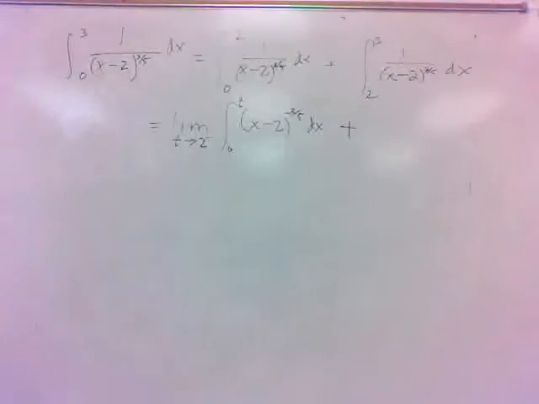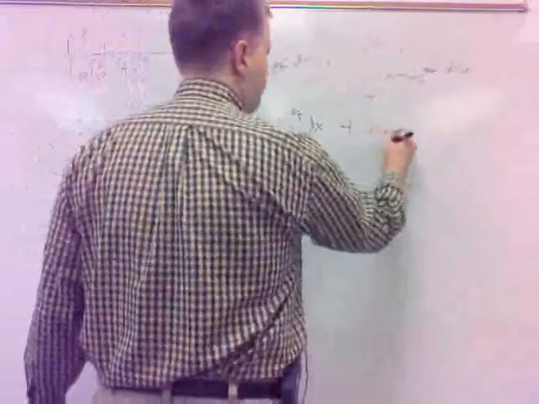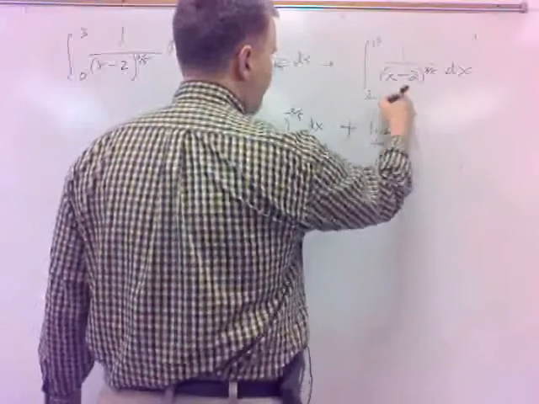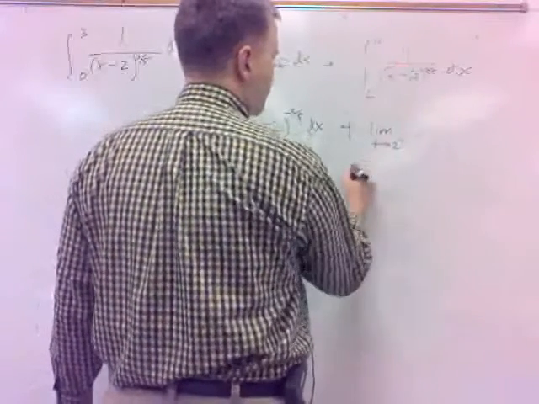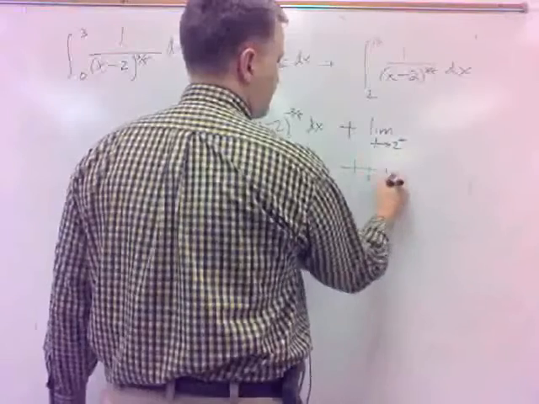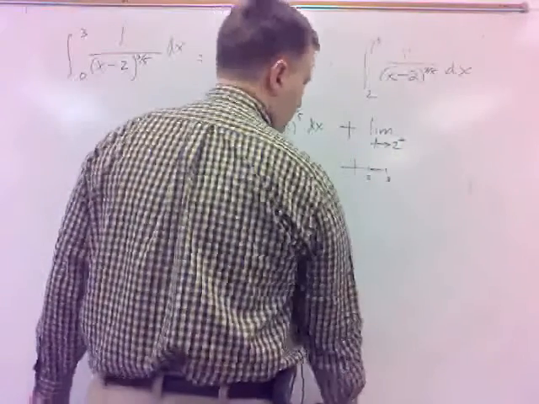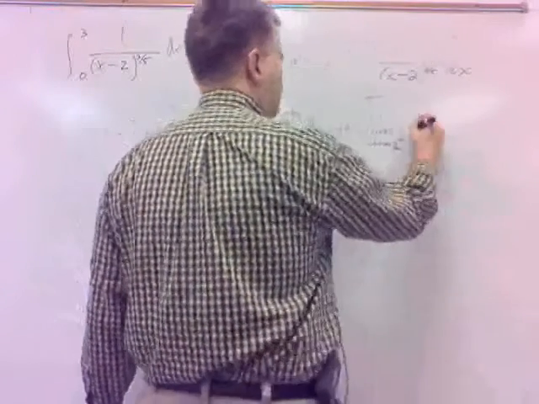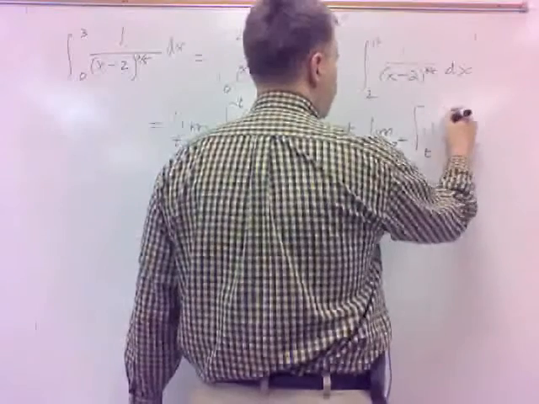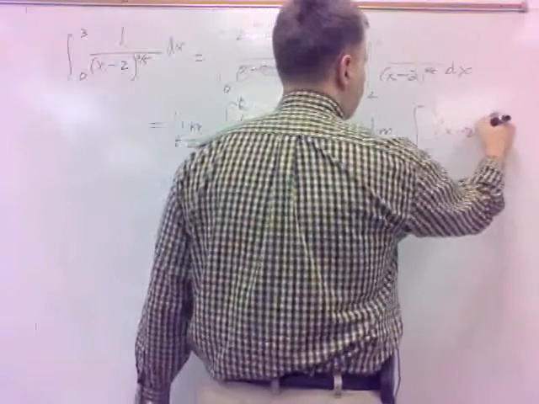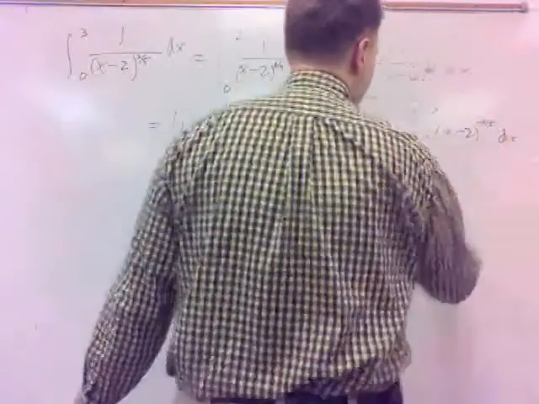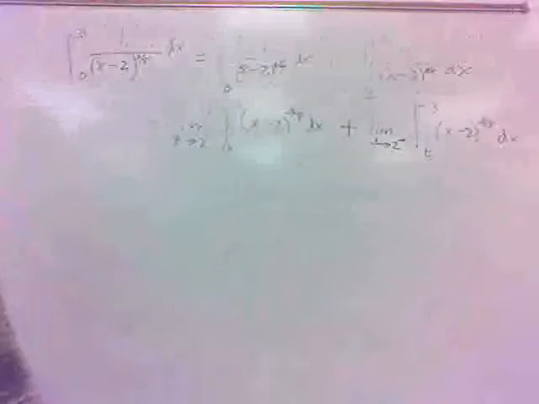Then on the second one, I do my limit as t goes to 2. But in this case, it's 2 from the right, because we're going from 2 to 3. So I'm approaching 2 from the right there. So that's t to 3 of x minus 2 to the minus 3/5 dx. Okay? So far, so good.